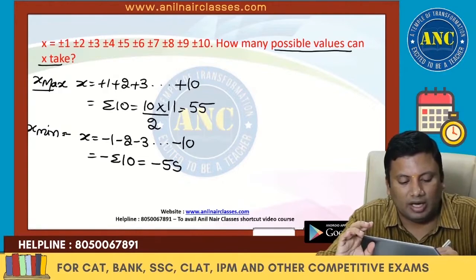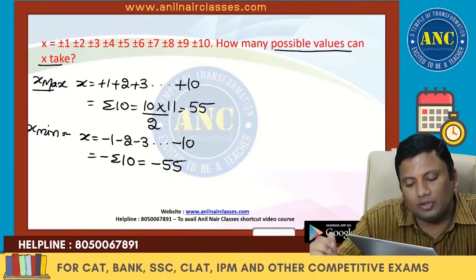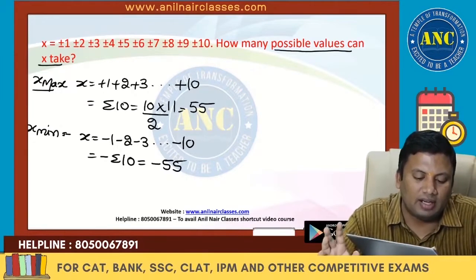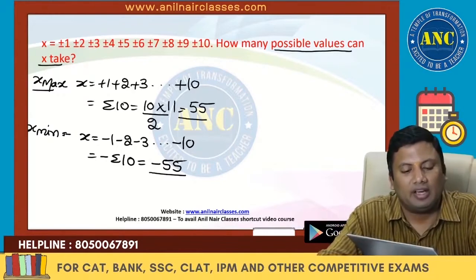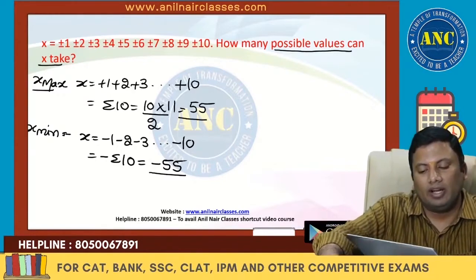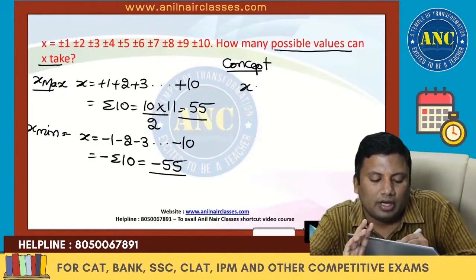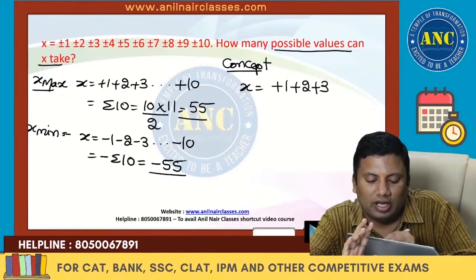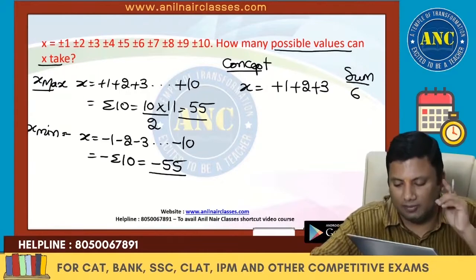which is minus 55. Now the question is whether we will get all the values in between, or whether any values will be omitted. So x oscillates between minus 55 and 55. Concept: suppose it is plus 1, plus 2, plus 3, the sum is nothing but 6.